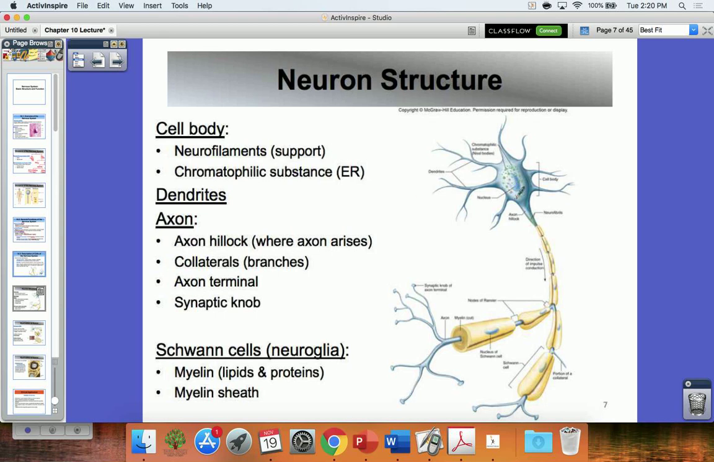And then we have the axon. The axon is going to be responsible for taking information away from the cell body and taking it to maybe another cell, a gland, or a muscle.